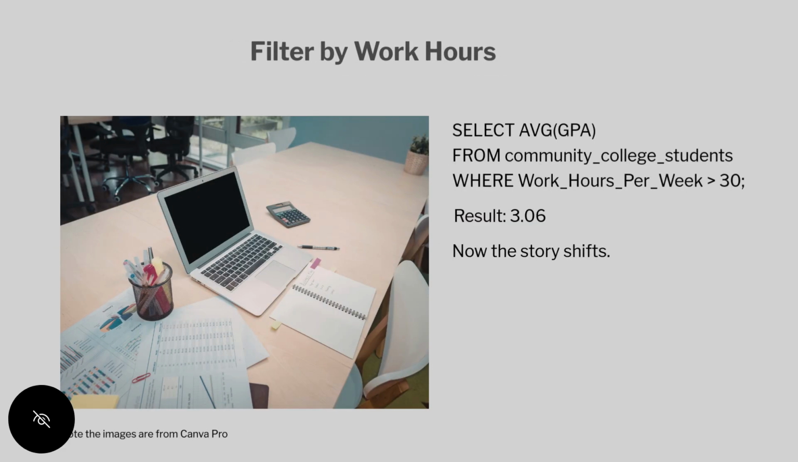So then we filter. By applying a filter, we limit the data set to specific records. It changes which students are included in this analysis. So here we're looking at students, but we added a little WHERE. We're changing what we're looking at: work hours per week greater than 30.